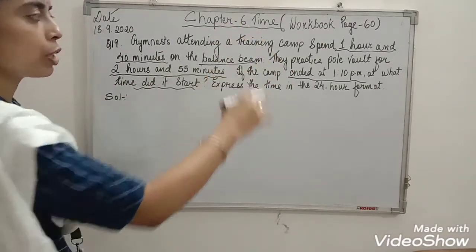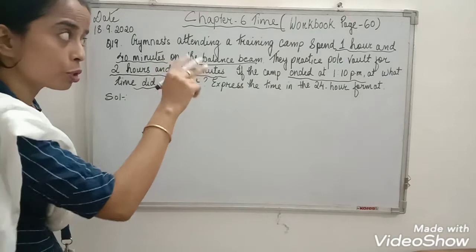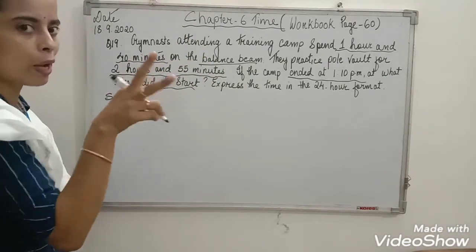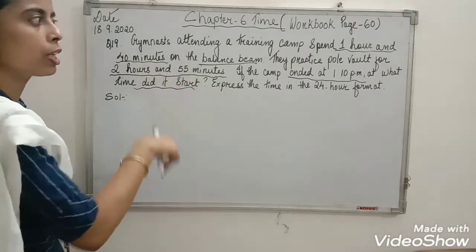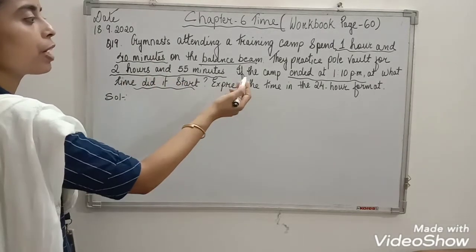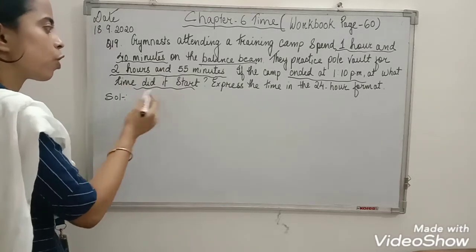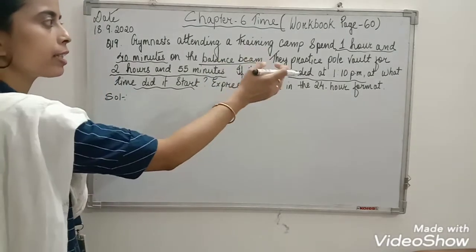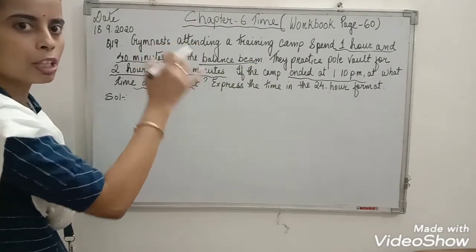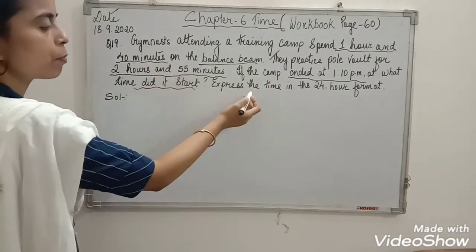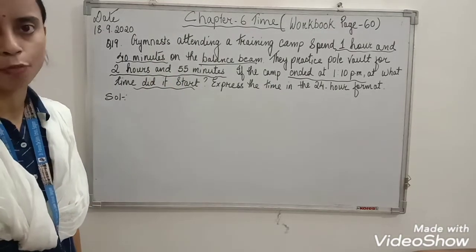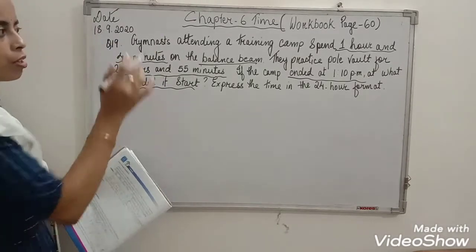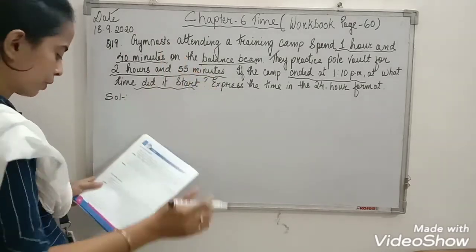So in this question, what is given? Two durations are given, because the gymnasts are doing training and they have done two exercises, one on the balance beam, another pole vault. If the camp ended at 1:10 p.m., at what time did it start? You have to calculate the starting time. The ending time and duration are given, and you have to express the starting time in 24-hour clock format. So first find out what things are given.